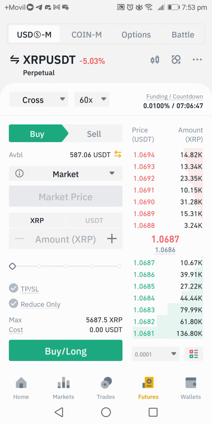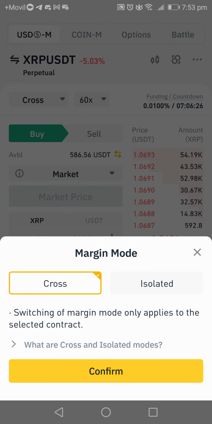So if you deposit 1,000 and you risk 10%, which is 100, if the trade goes against you and it eats up the 100, instead of it closing, it will start to eat away at the 900 that you have left, giving you time and enough points for the market to recover and then hit take profit. So that's the difference between cross and isolated. We will never do isolated, we will always do cross.